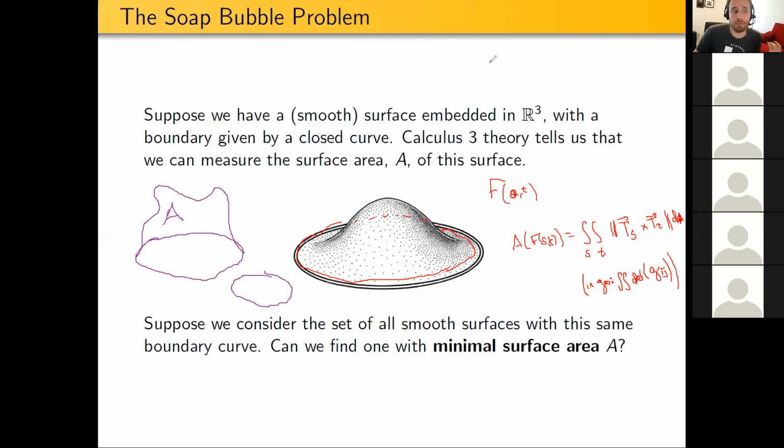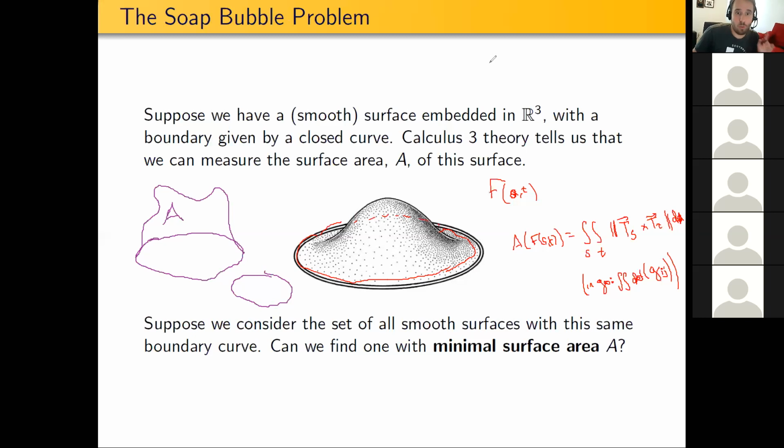This is called the soap bubble problem, by the way, because if I took a wire frame with that boundary curve and dipped it into soap film and pulled it out, the resulting soap film that would cling to the wire frame would theoretically be the surface with minimal surface area. So these types of objects are realized in the physical world using soap film and bubbles.